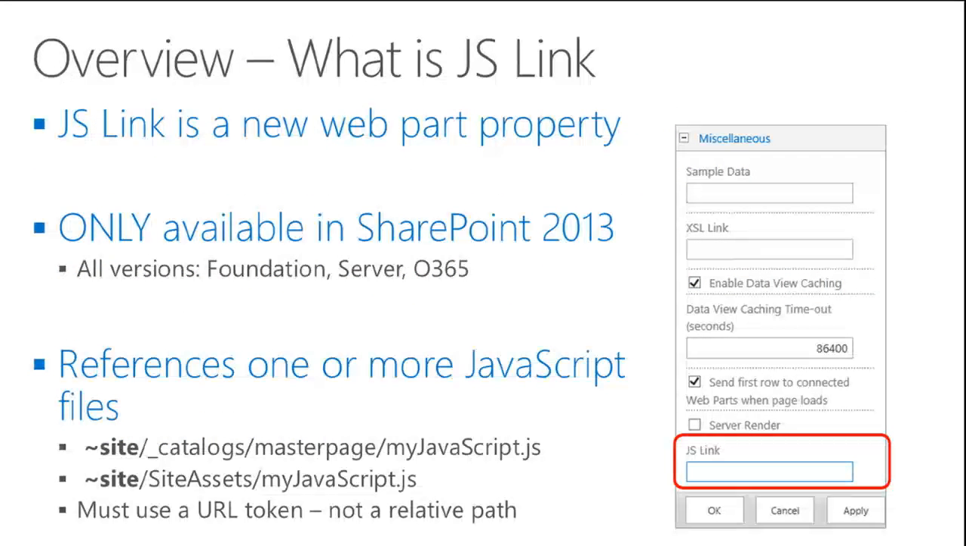So JS Link, at the end of the day, it's a web part property. If you open up a web part, you do edit web part, scroll all the way down to the bottom under miscellaneous. We've got this little thing down there. When 2013 came out, not many people found it, but the ones that did had no idea what it was. There was no documentation. There's a little bit of documentation now.